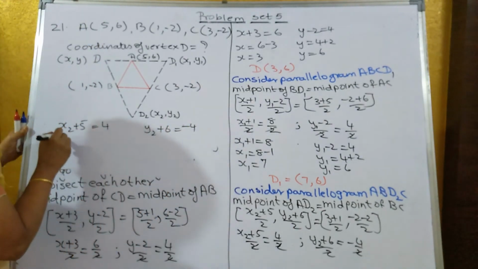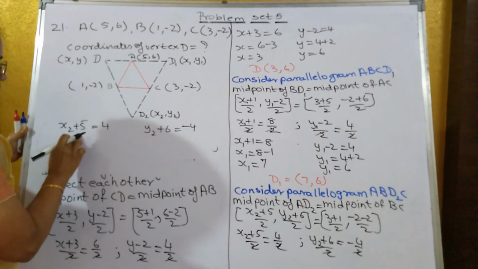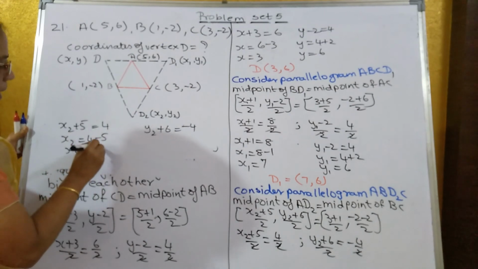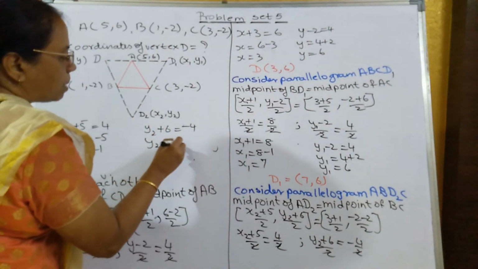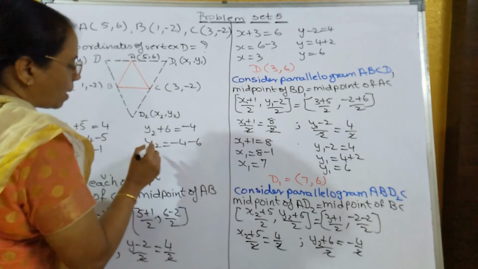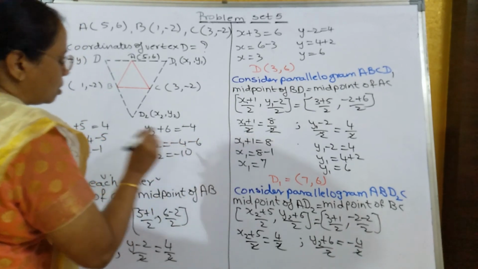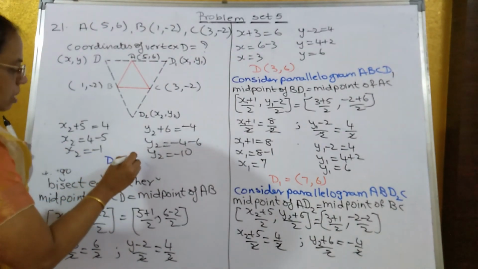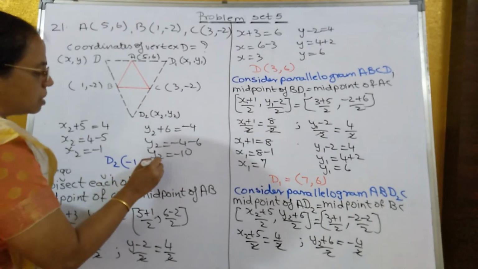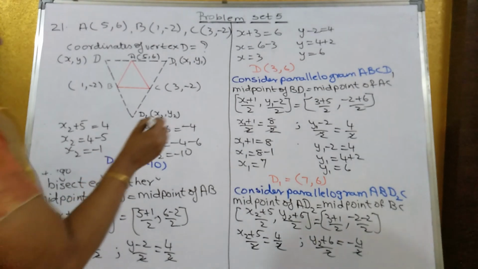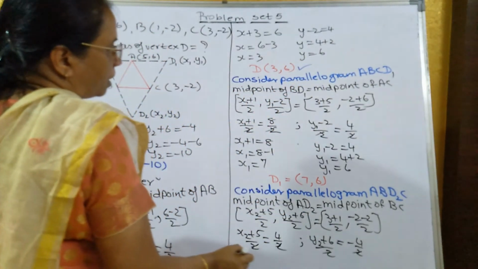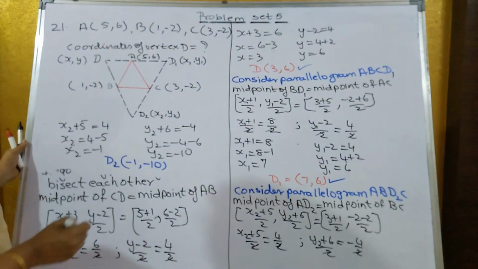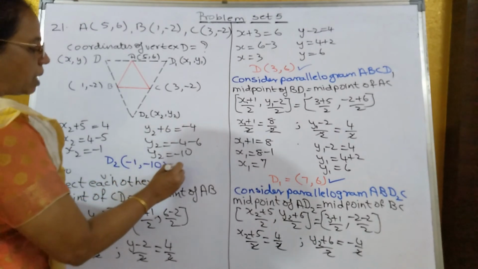When you take 5 to the other side, you will get x2 is equal to 4 minus 5. Therefore x2 is equal to minus 1, and y2 is equal to minus 4 minus 6. So y2 is equal to minus 10. So the third possibility of D2 will be minus 1, minus 10. So we have got all three: the vertex D can be either (3, 6), or (7, 6), or (minus 1, minus 10).